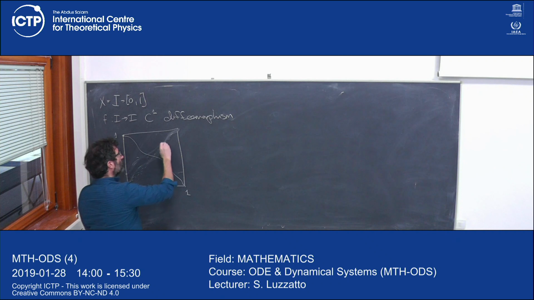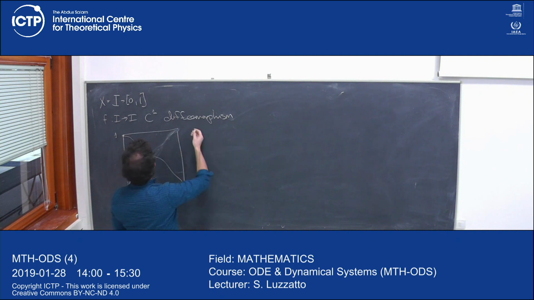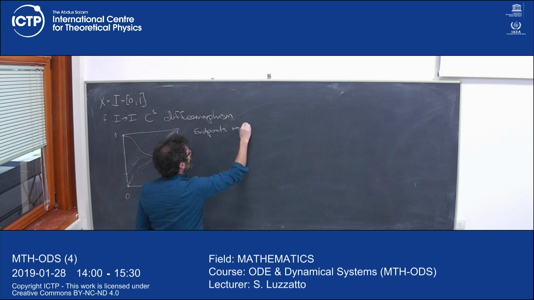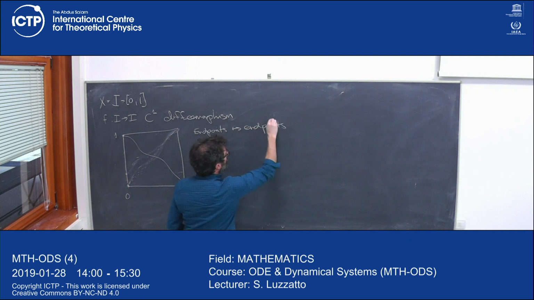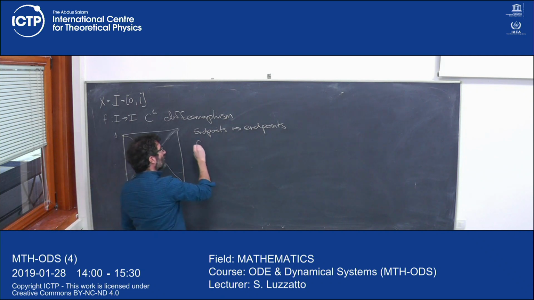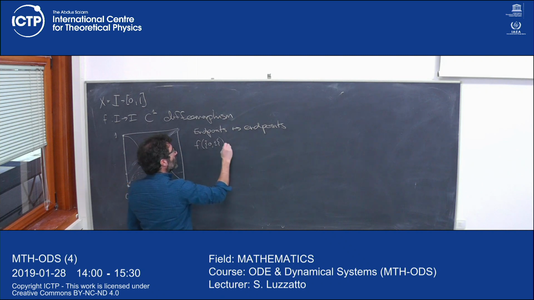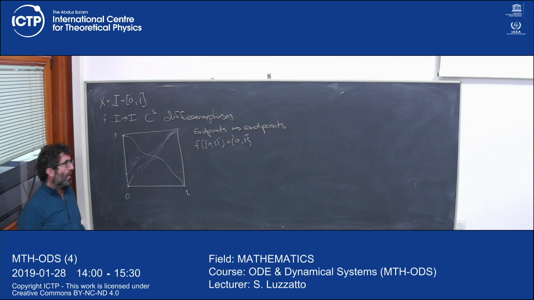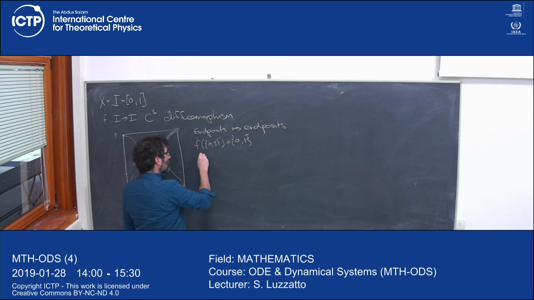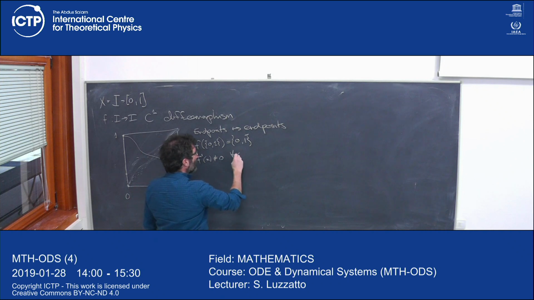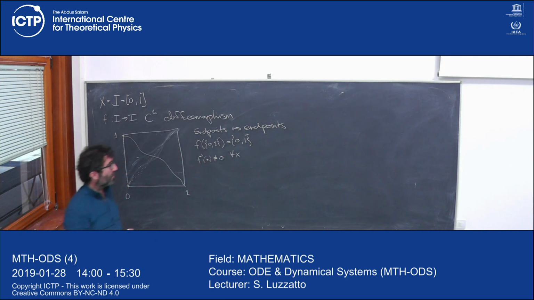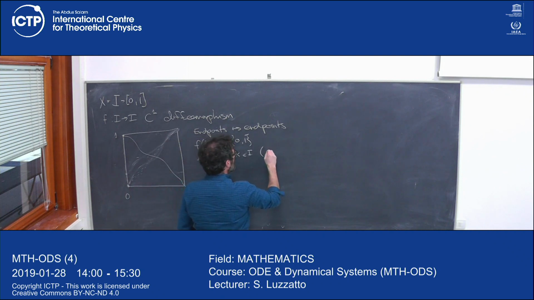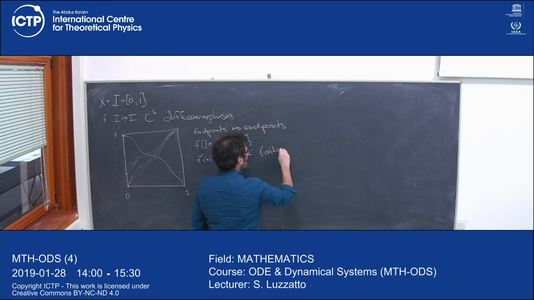So what are the properties that we know? First of all, endpoints map to endpoints. Right? {0,1} maps to {0,1}. So f of {0,1} also is equal to the set {0,1}. F prime of x is always different from 0 for all x in I, otherwise it's not a C1 diffeomorphism, like we just said.